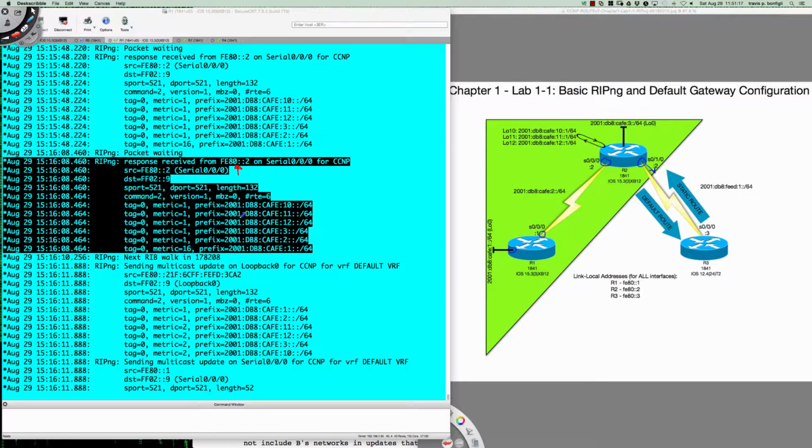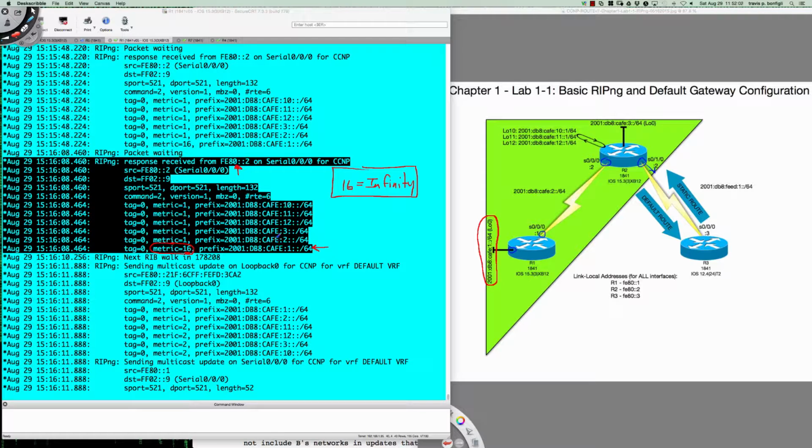FE80::2, and what do we see? Well, we see that this specific route here, the 2001:DB8:CAFE:1::/64, now has a metric which is set to what? It's set to 16. And what does 16 equal in RIP, in all implementations of RIP? It represents infinity, which means that that route is completely unreachable. And so if we look over here, where is that route? Well, it's this loopback route here.